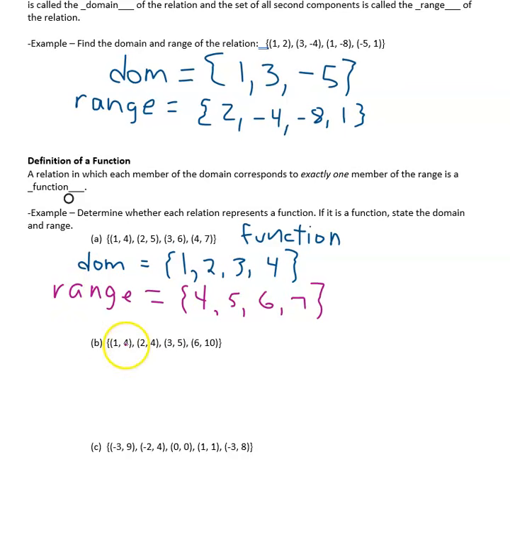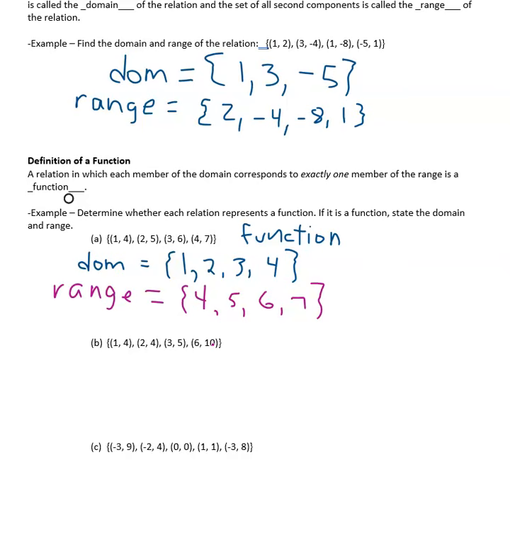So now let's look at B. The first thing we want to do is to determine whether or not it is a function. So we look and we see that 1 corresponds to 4 and only 4. 2 corresponds to 4 and only 4. 3 corresponds to 5 and only 5, and 6 corresponds to 10 and only 10.